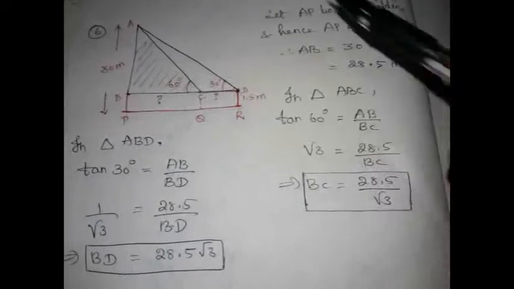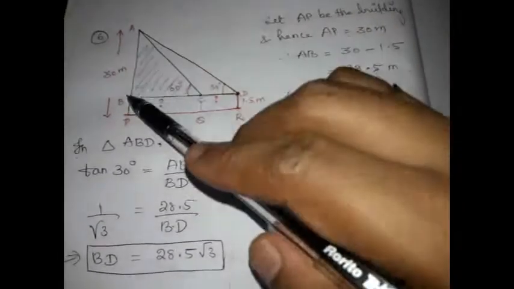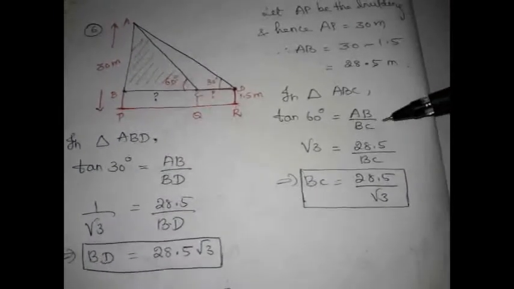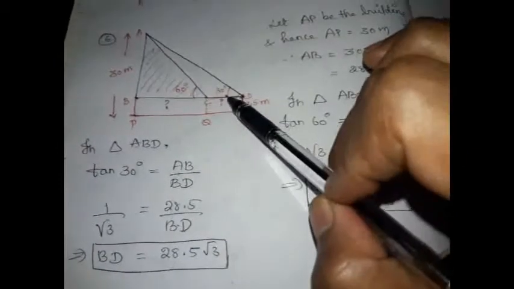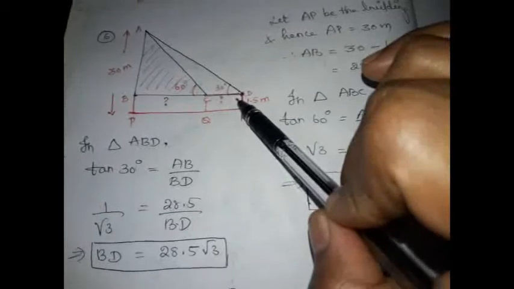So the ratio relating the opposite side and the adjacent side is the tan ratio. So we will take tan 60. Tan 60 is going to be AB divided by BC. Tan 60 is root 3. AB is 28.5 divided by BC. So BC is going to be 28.5 divided by root 3. Keep it aside. And now let us consider the entire triangle ABD. Again, we know this is our angle and this is the side opposite to the angle and this is the side adjacent to the angle.